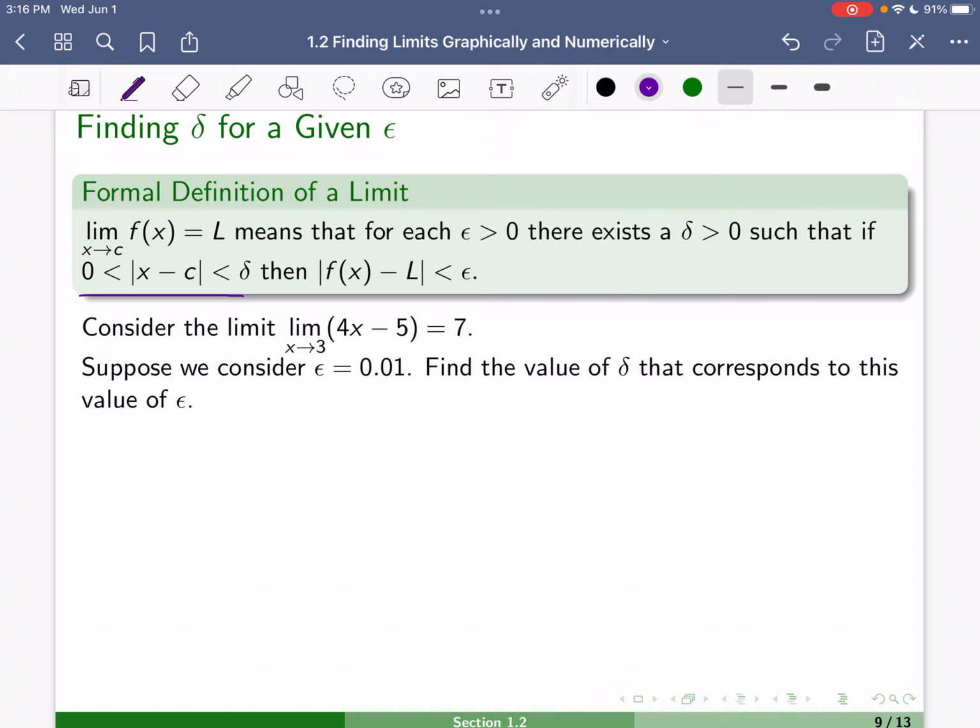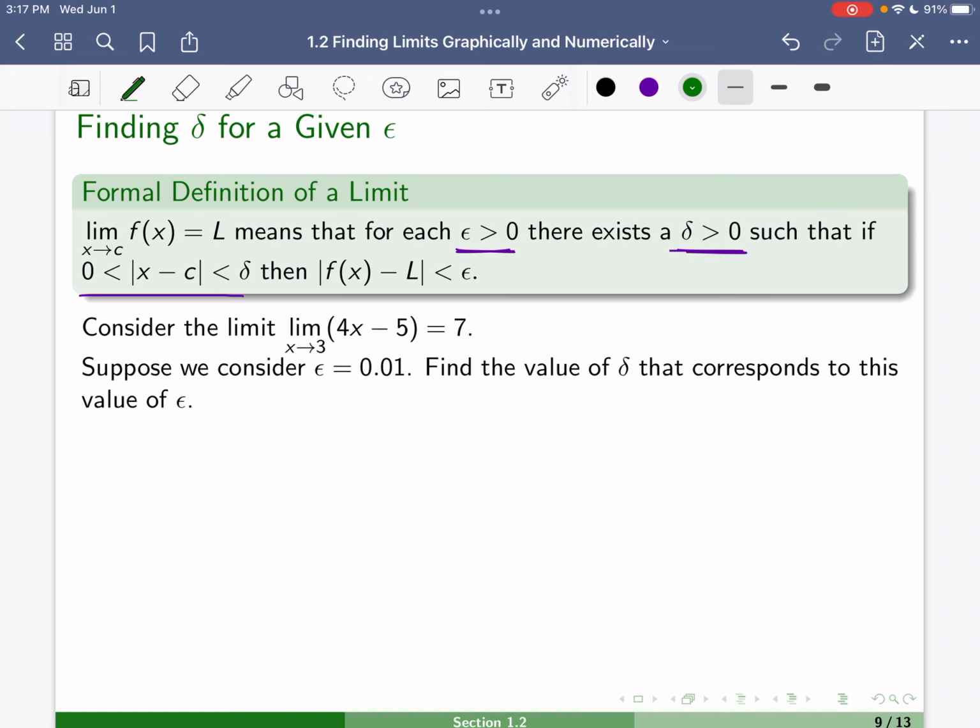So we start off with a value of epsilon. We're going to try to figure out what value of delta we could choose that would make our statement true. So here in this problem, we have this limit. The limit as x approaches 3 of 4x minus 5 is equal to 7.